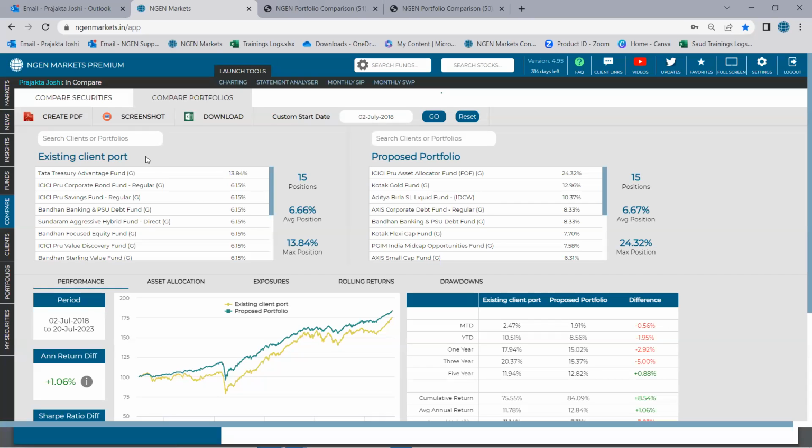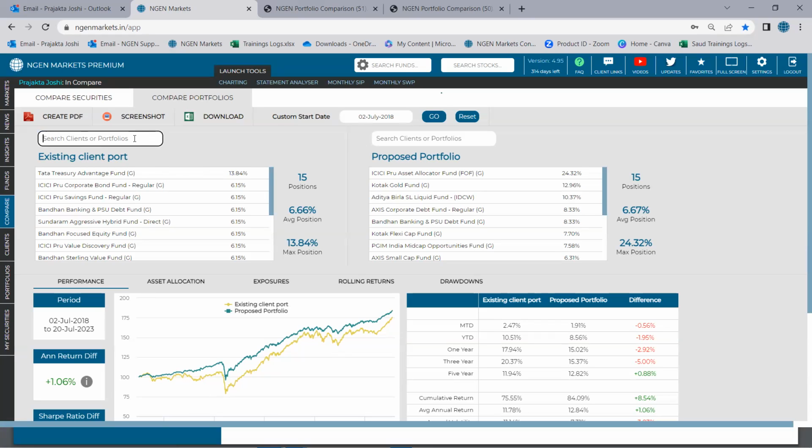You can typically do this for a stocks portfolio versus a proposed mutual funds portfolio as well. So for an example, let's say currently the client is investing only in stocks, okay, and not into mutual funds, but you want to move him to mutual funds and actually say that, look, mutual funds sahi hai indeed. So how do you do that?